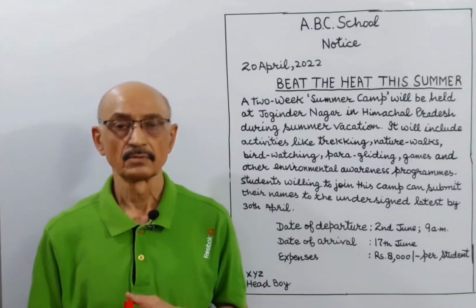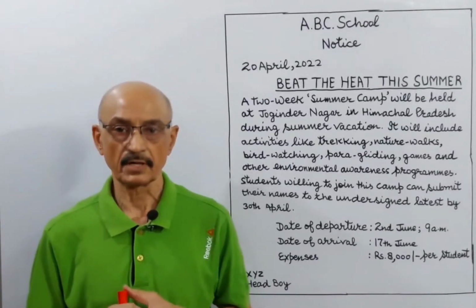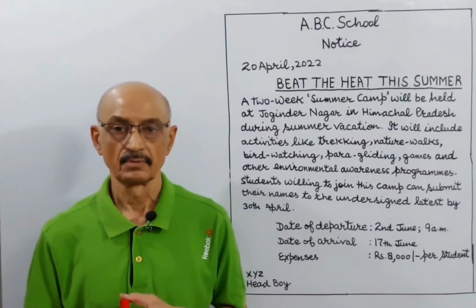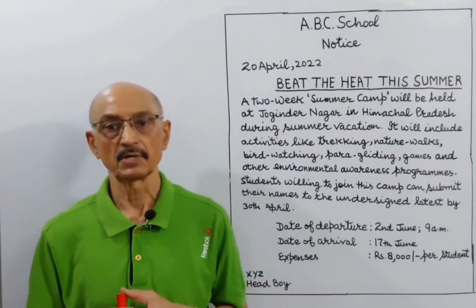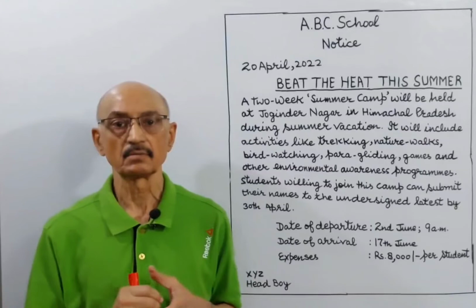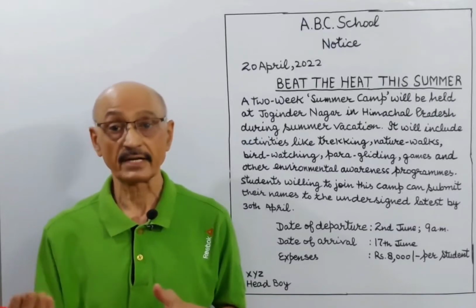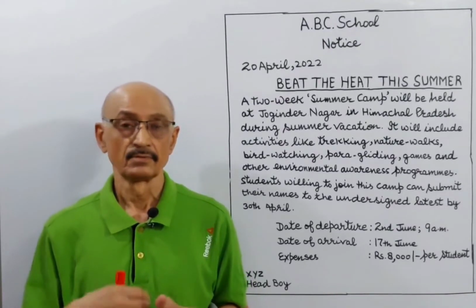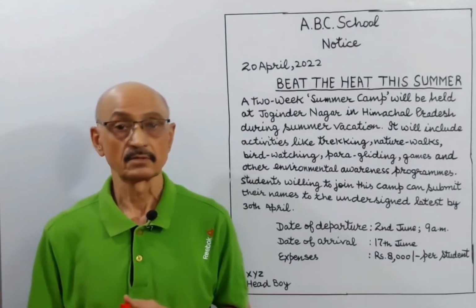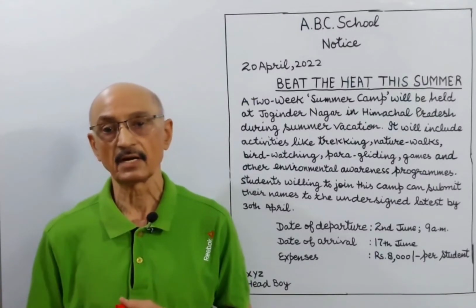In this case, there are three most important details. A 2-week summer camp, when it will be held during summer vacation, which place at Jogindarnagar in Himachal Pradesh. What kinds of activities will take place there? Now these are more important details. Now you will write about them. For example, trekking, paragliding, bird watching, nature walks, games, and other environmental awareness programs. These activities will be held there.